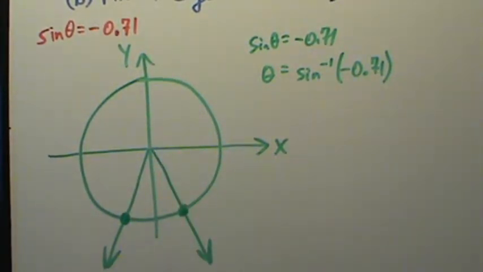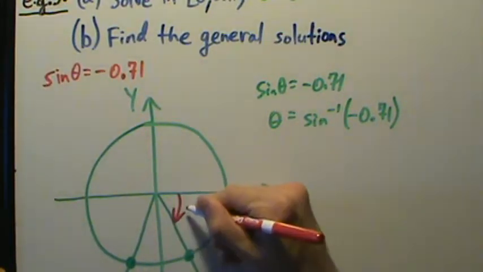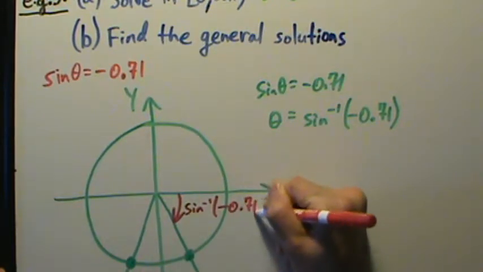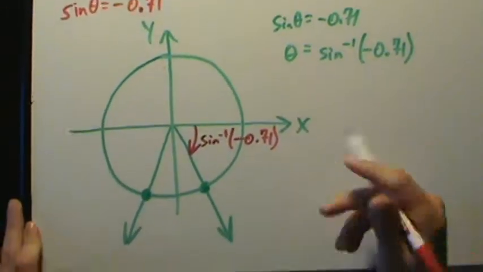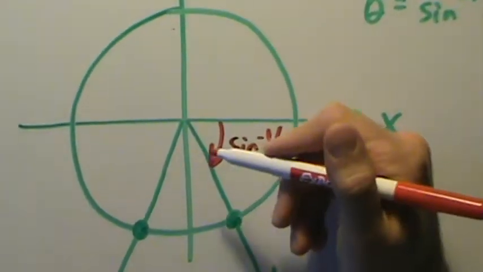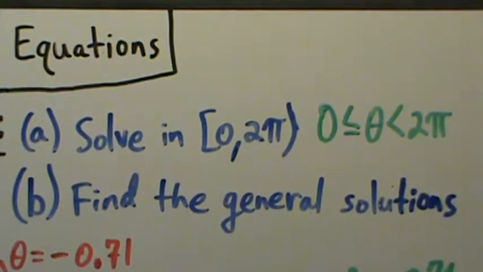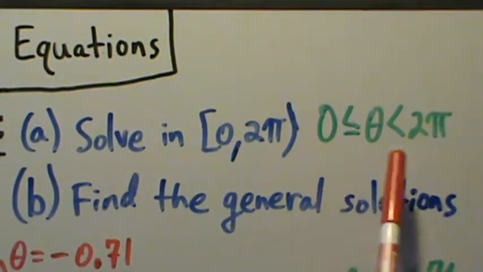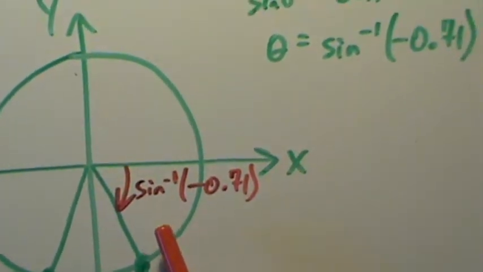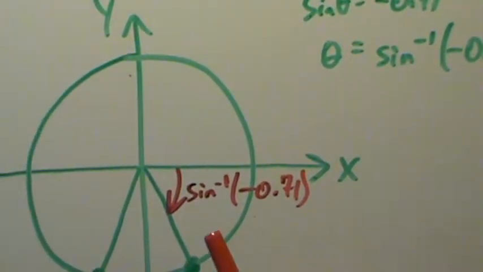So actually, this angle right here is the inverse sine of negative 0.71. Okay, but this exact angle, let's zoom in on this a little bit, this exact angle right here is not what we want. Why is that not what we want? Because our answers for part A have to be between 0 and 2 pi. But this here is some negative number, so it's not between 0 and 2 pi, so it's not what we want. So how do we fix that?